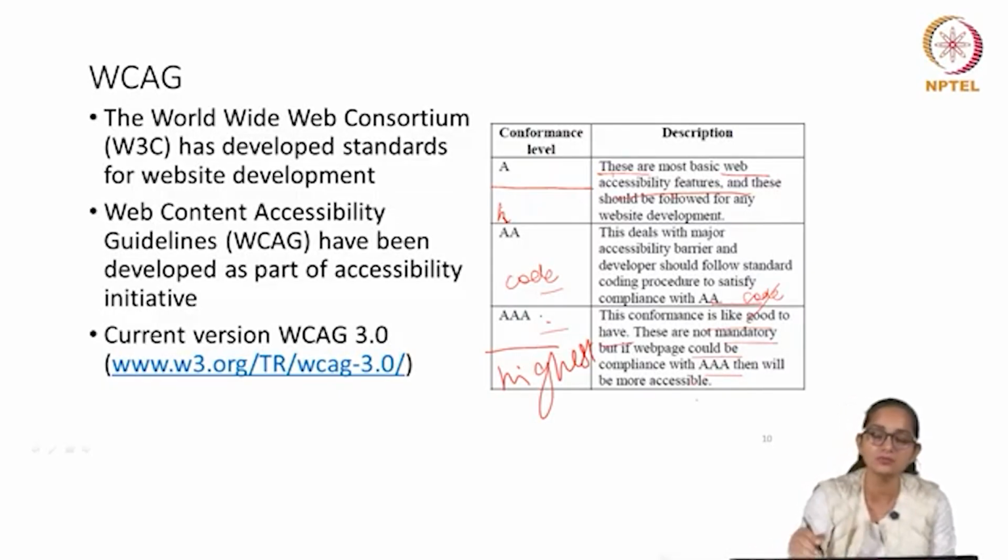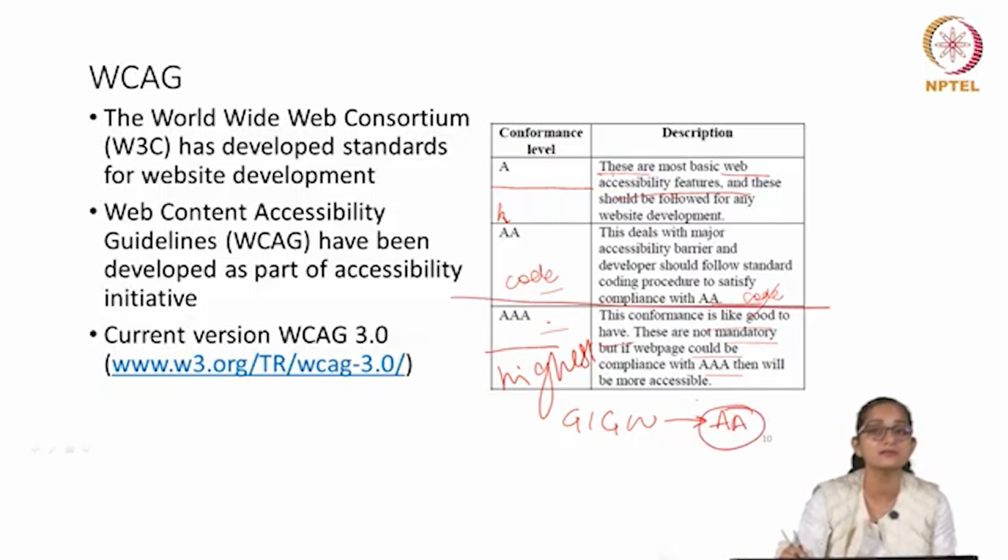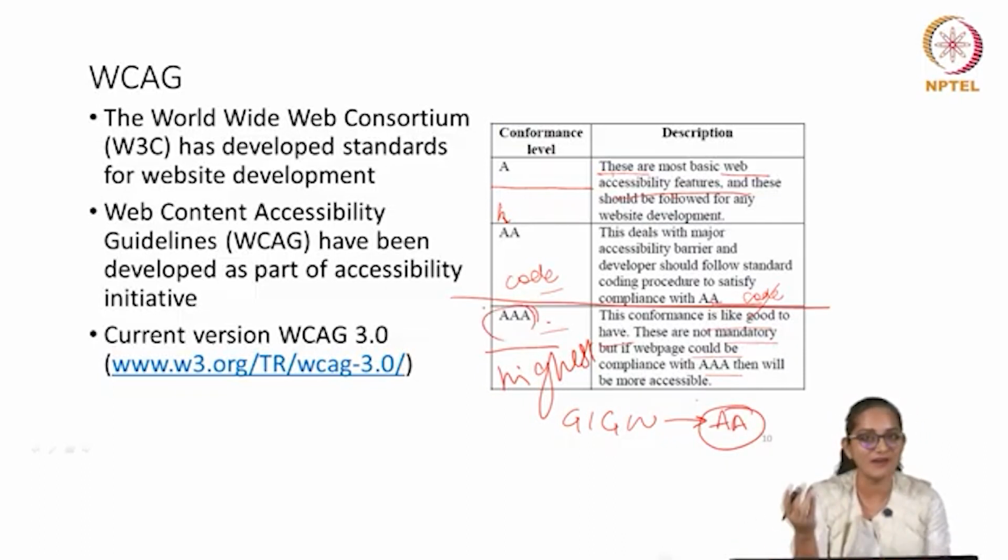And based on this only, we discussed, right, GIGW only mandates AA compliance, which is this level of compliance. If you have AAA, it's great, good to have. It will of course ensure good level of engagement, better user experience, better user accessibility, but AA is legally mandated. It has to be there.